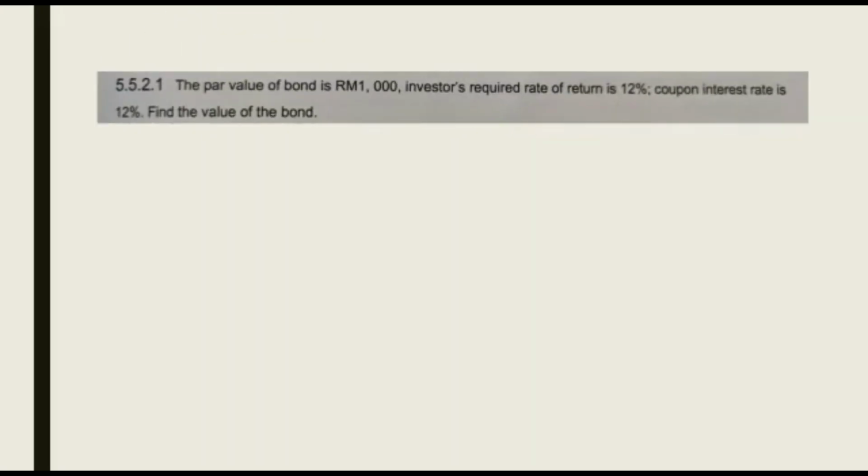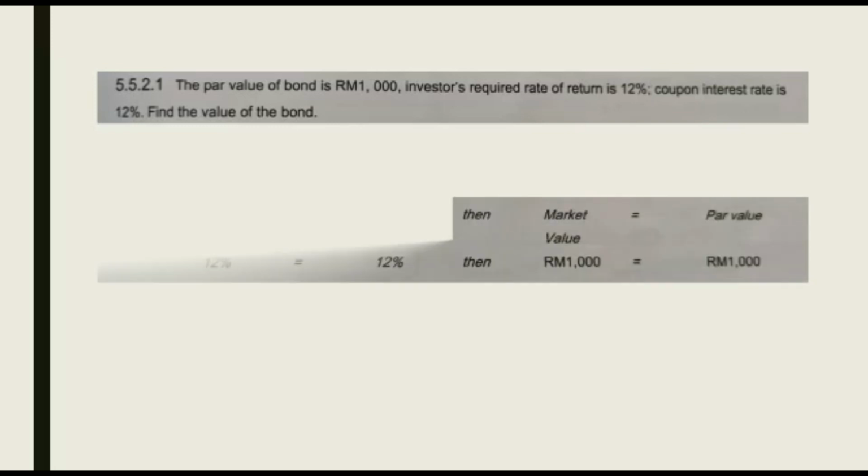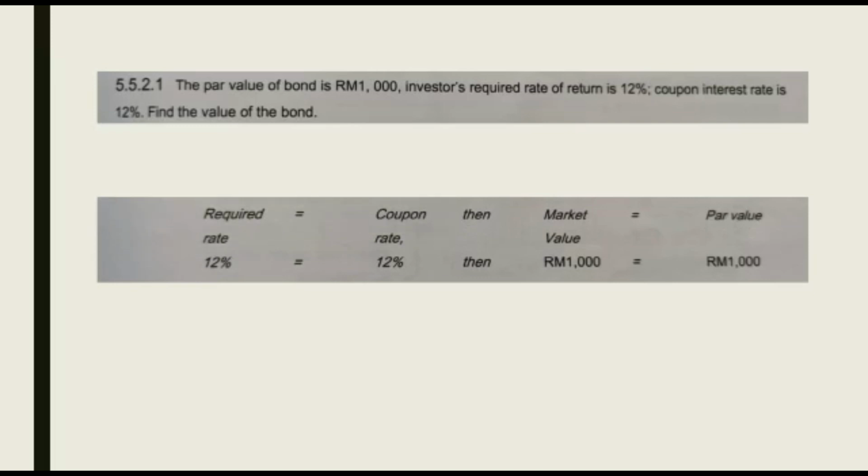We are going to the first part. The par value of the bond is 1000 ringgit. The investor's required rate of return is 12% and the coupon interest rate is 12%. Find the value of the bond. In the first part, when the required rate equals the coupon rate, then the market value equals the par value. The required rate is 12% and the coupon rate is 12%, so the market value is 1000 ringgit and the par value equals 1000 ringgit.